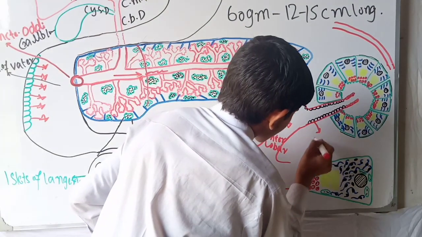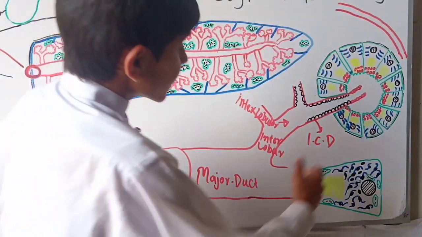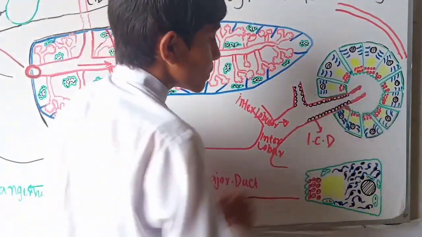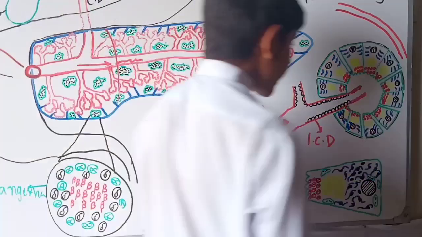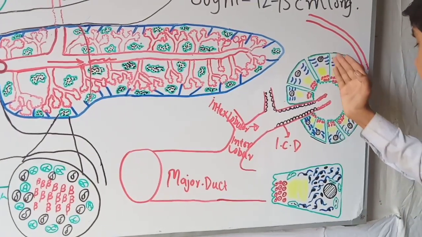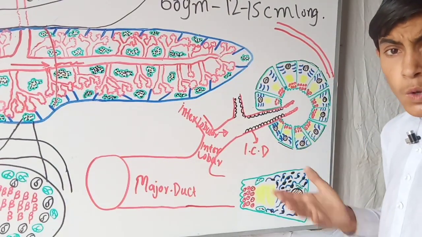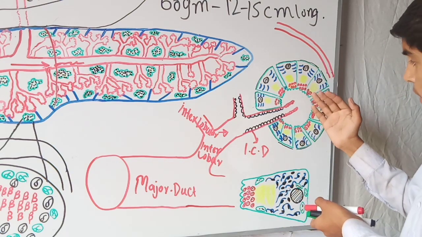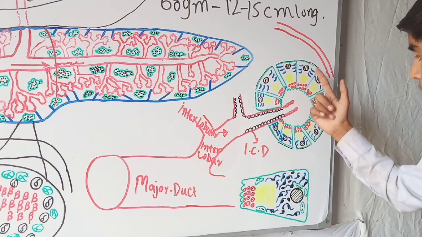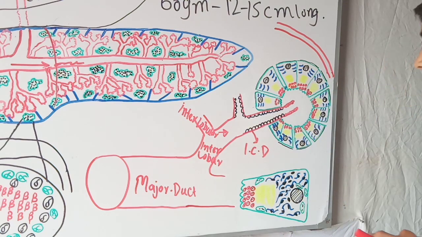This is called the intercalated duct. And then the intercalated duct enters into the main acinar cells, which are involved in the secretion of different types of digestive enzymes. So okay, the intercalated duct enters into the acinar cells, and the acinar cell is the combination of different pyramidal epithelial cells, which do the secretion of different digestive enzymes. So when the stimulus comes, it secretes these digestive enzymes into the lumen of the acinar cell.